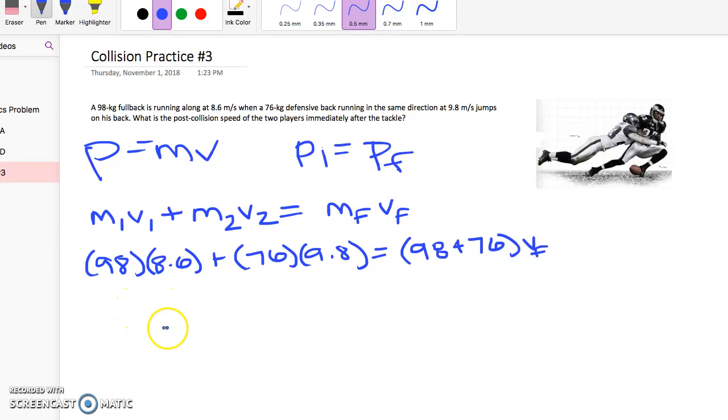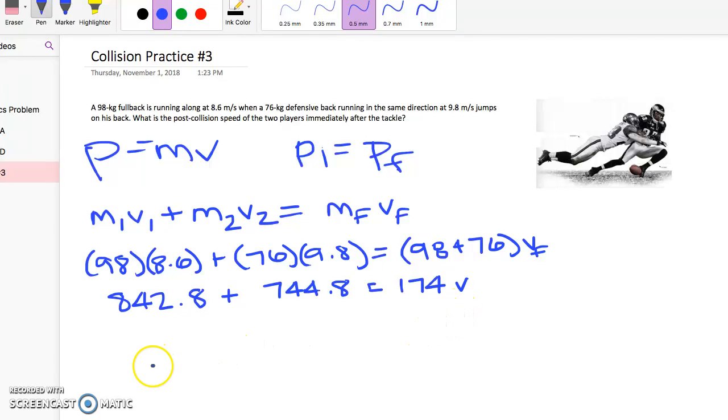So then I can start to simplify. This is 842.8. This momentum is 744.8. And their total mass is 174 kilograms. And velocity is the variable that we're solving for. This adds up to 1,587.6.